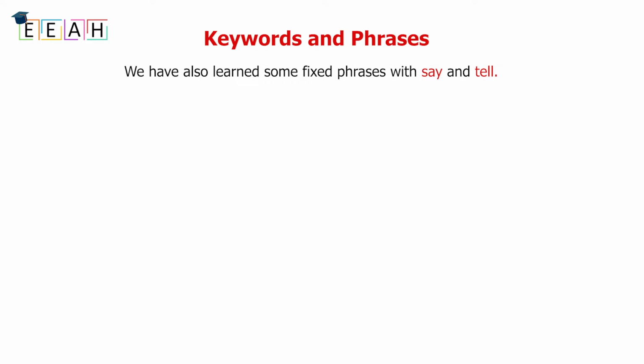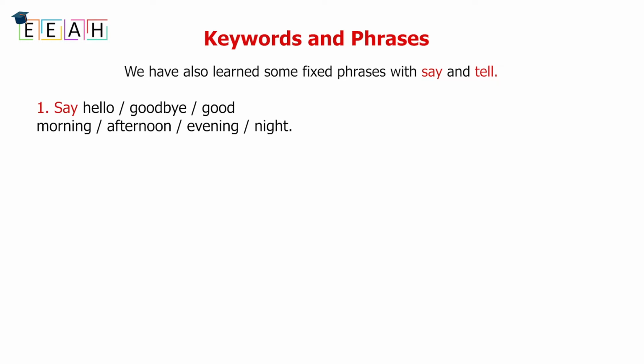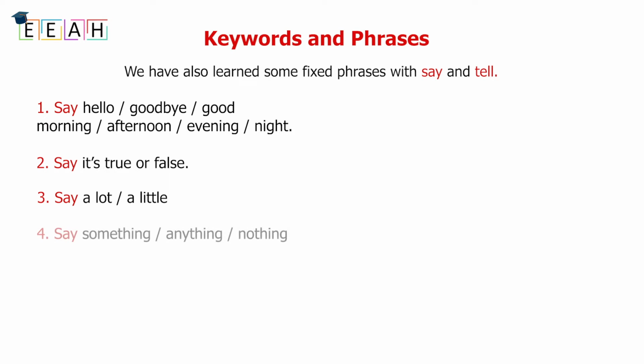We also learned some fixed phrases with say and tell. You can say hello, say goodbye, good morning, good afternoon, good evening or good night. You can say it's true or false. You can say a lot or a little. You can say something, you don't say anything, or you say nothing. You say sorry, thanks, please, yes or no.